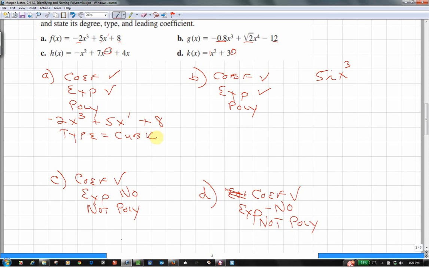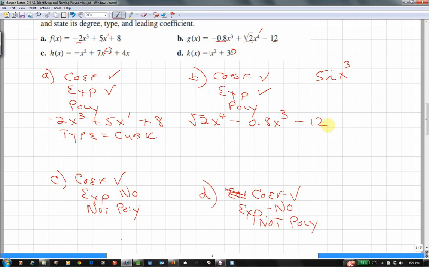Okay, let's move to B. B is the highest exponent is a 4. So that goes first. So standard form would be the square root of 2x to the 4th, because that's the highest degree, followed by the cubic minus 0.8x cubed. There is no squared term, so I've got minus 12.